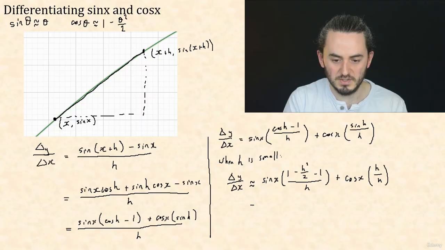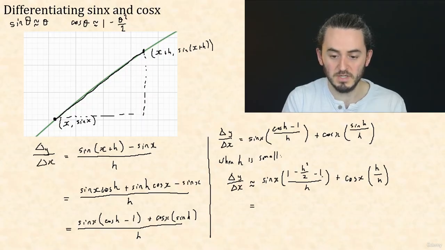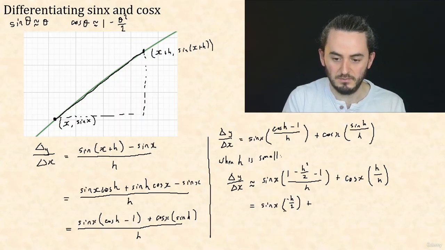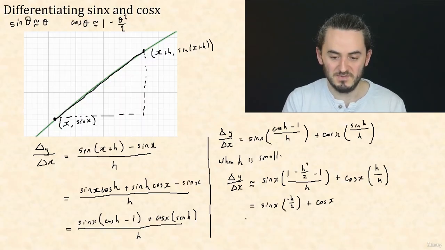Okay, neatened up, what's going on? Well, I've got 1 minus 1, which is 0, and I've got minus h squared over 2 divided by h, which is just minus h over 2. And h over h is just 1, so that's just cos x. Now we've got it into a position where we can send h to 0.